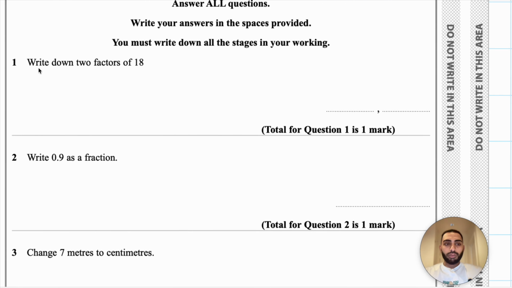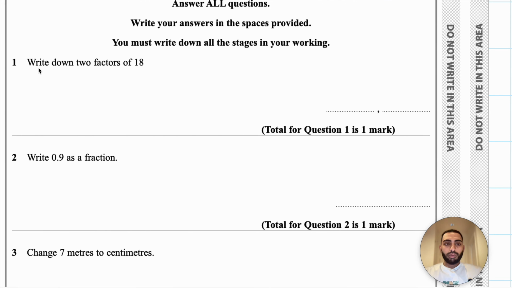Question 2. Write 0.9 as a fraction. You can do this on your calculator, but this is in my tenths column, so that would be 9 over 10. Question 3. Change 7 meters to centimetres. How many centimetres are there in 1 meter? There's 100 centimetres. So we're trying to find 7 meters. So that means we need to times by 7 there, and we're going to times by 7 there. 100 times by 7 would be 700, so 700 centimetres.